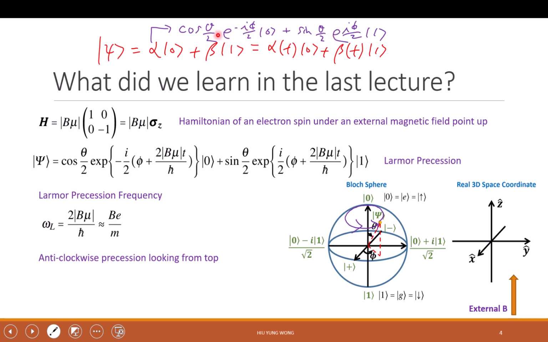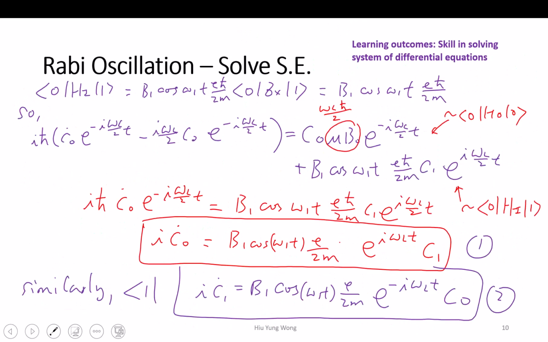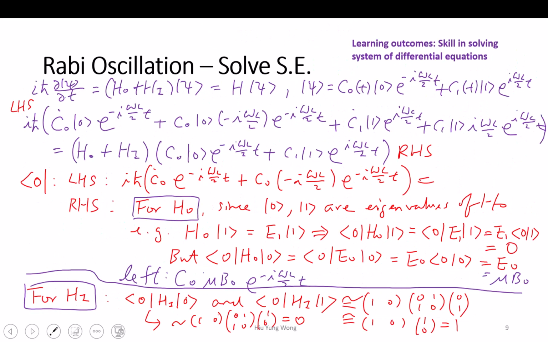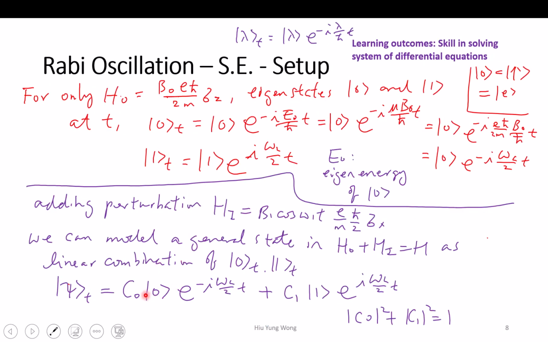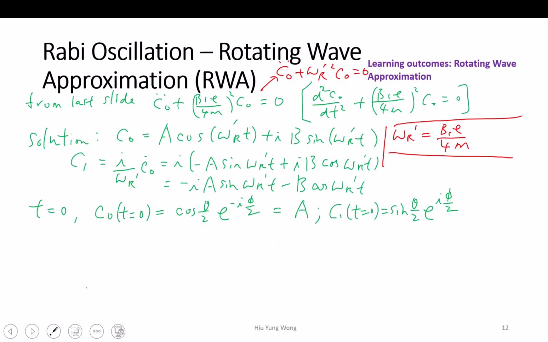So this is the C0, right? Why is this C0? Because when we do the general equation, we assume that our solution is equal to C0 times 0 plus C1 times 1. And when t equals 0, this is ignored, right? So this must be equal to cosine theta divided by 2 e to the power negative I phi divided by 2, right? So similarly for the C1. But at this moment, we plug into here. This is C1, right? So it means negative B equals this guy. Okay? So this gives me A and B, right?